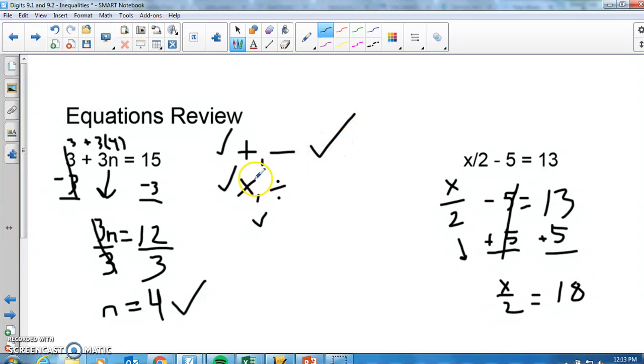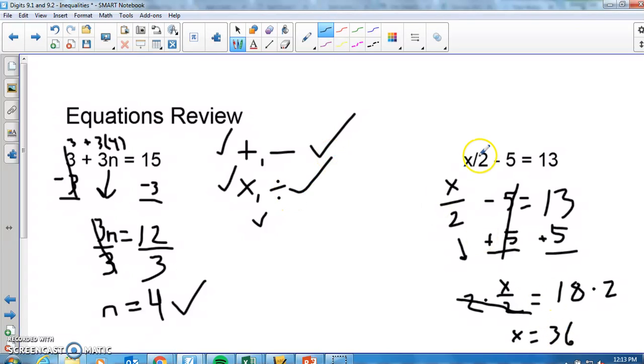I go to the next step, look to see if I have any multiplication or division. X over 2, that means division, that line right there. So the opposite or inverse of division is multiplication. So again, I multiply or divide by the number with the variable. So I multiply by the 2 on both sides. These 2 cancel out. So that leaves x equals 18 times 2, which gives you 36. All right, so I took care of the second step.